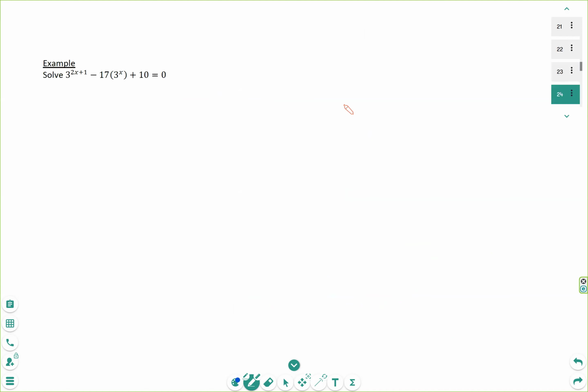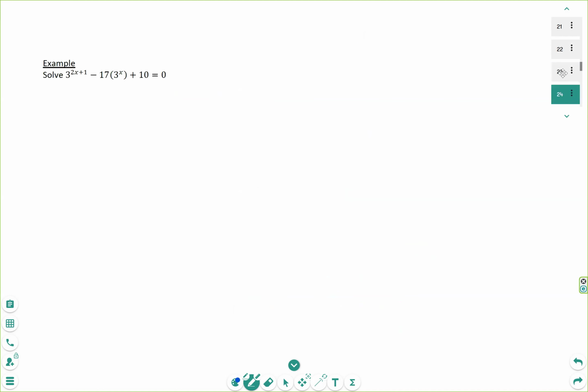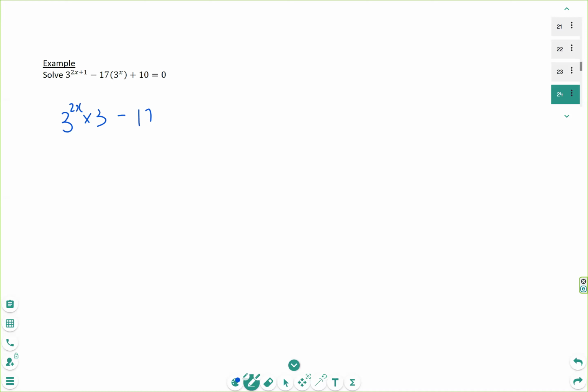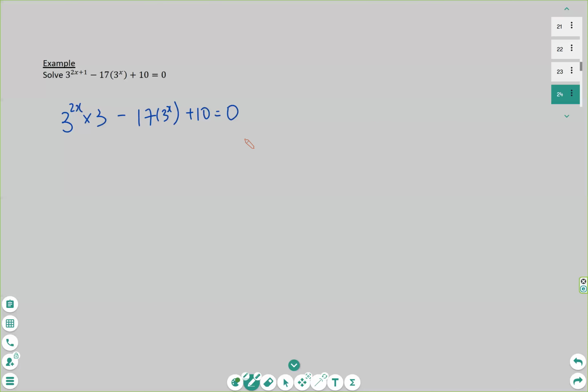One more example. Solve 3 to the power of 2x plus 1, minus 17 times 3 to the power of x, plus 10 equals 0. So what's the difference here? The difference with this new example compared to the previous one is that, look at the power, it's not 2x, it's 2x plus 1. So we can apply a very clever trick. We can write this as 3 to the power of 2x times 3, minus 17 times 3 to the power of x, nothing else changes, plus 10 equals 0. Where would that come from? Well, think about this.